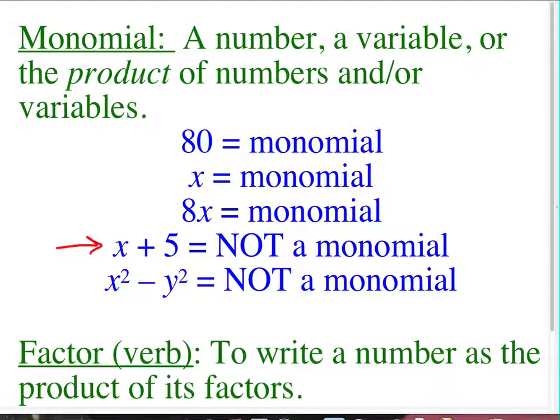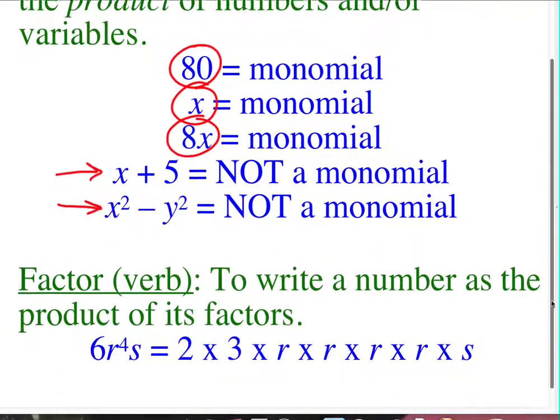The next one down, x plus 5, that's not a monomial. That's a binomial. It actually has 2 parts. It has an x and it has a 5, plus 5. This one, x squared minus y squared, also not a monomial. It has 2 parts. It's technically a binomial. So these are monomials. Yes, yes, and yes.